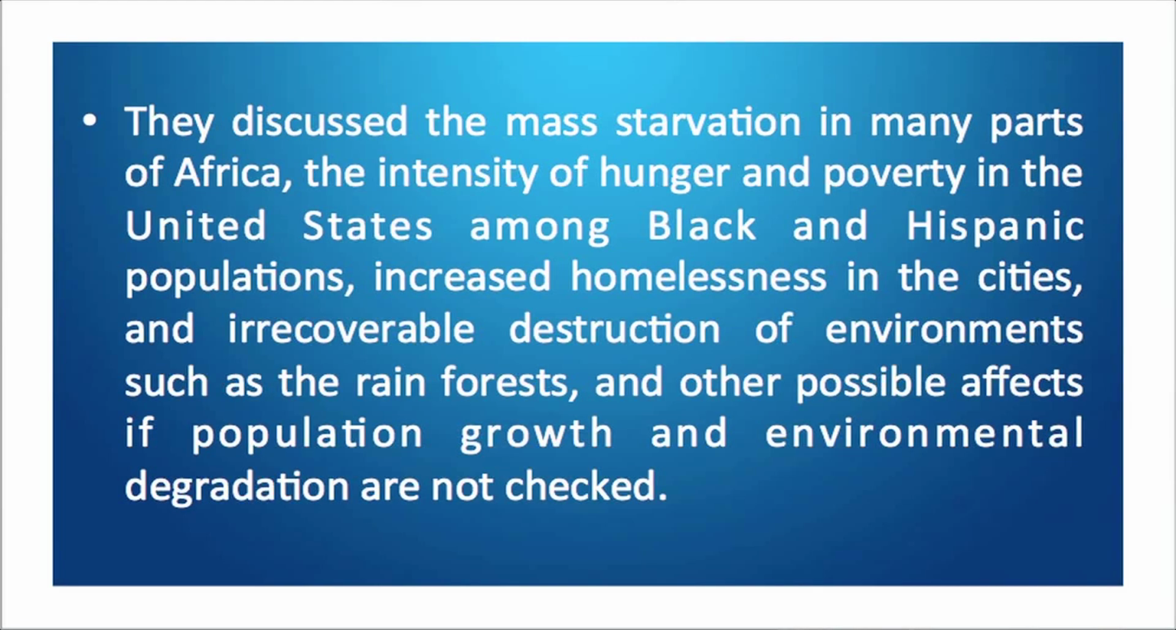Regarding their justification, they pointed to mass starvation in many parts of Africa, the intensity of hunger and poverty in the United States among the black and the Hispanic populations, increased homelessness in the cities, rampant extinctions of several species of plants and animals, and irrecoverable destruction of environments such as the rainforest as evidence of the massive threats if population growth and environmental degradation are not checked.